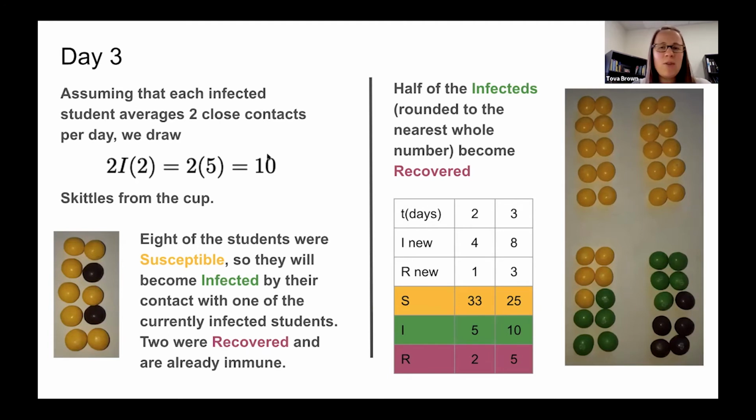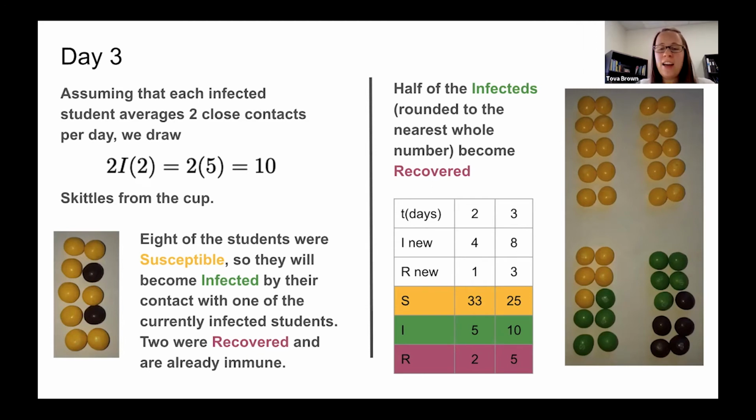Okay, so in our demo, we had 5 infected individuals at the end of day 2. So we need 5 times 2, we need to draw 10 Skittles. And out of the 10 Skittles, immunity is starting to help already in this epidemic. In the demo experiment, we drew 2 recovered students who already have immunity, and then we drew 8 susceptible students. That means the infection is starting to take off, right?